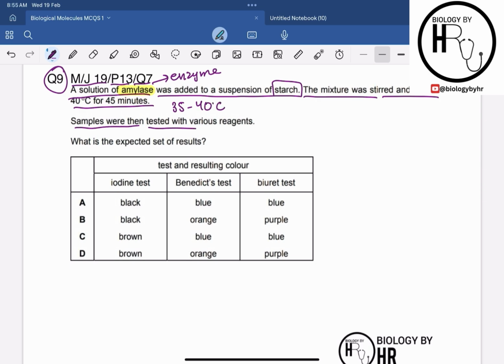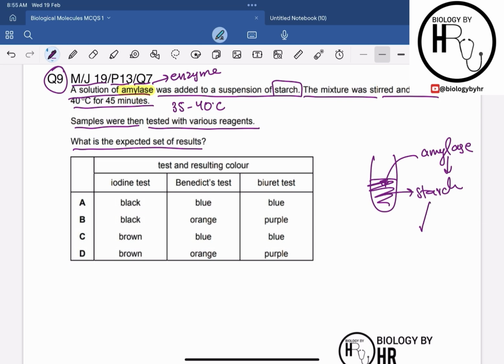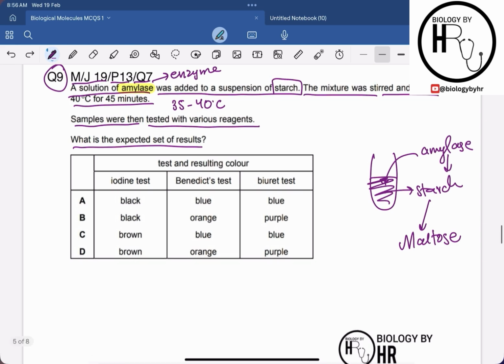The samples were then tested with the various reagents. What is the expected set of results? Alright, so there is a suspension of starch, and they are adding the amylase enzyme in it, and amylase can digest the starch and break it down into reducing sugars, which you can say maltose, right? And we know that maltose is a reducing sugar, and it is basically made up of glucose units, right? Now they are asking what is the expected set of results when we add the amylase into the suspension of the starch. So then they are giving the test and the resulting color.